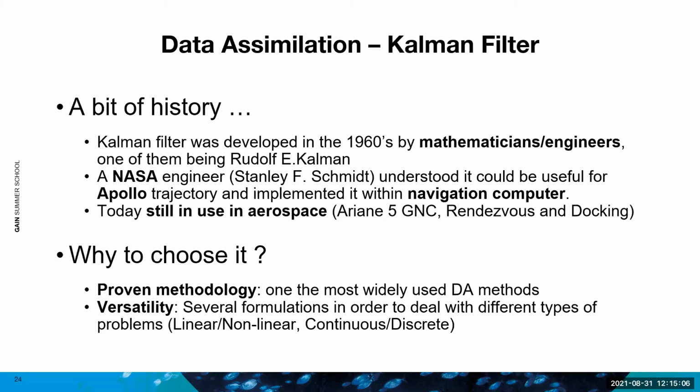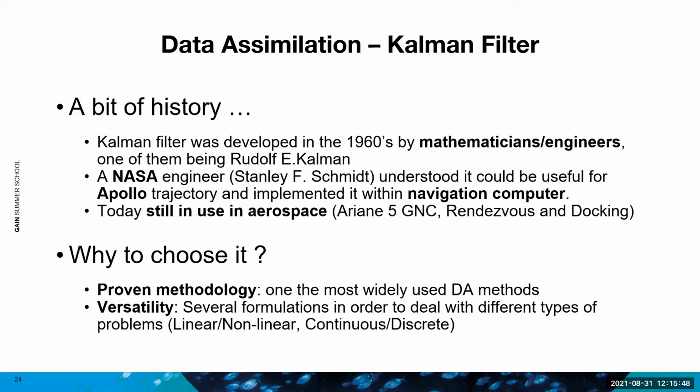We talk about a filter. It means an algorithm, and the first to understand that this filter can be useful for a concrete and important application was the NASA engineer Stanley Schmidt. He understood that it could be applied to the Apollo trajectory, because they had a trajectory problem, and he realized that the Kalman filter could be implemented within the navigation computer of Apollo, to better estimate the trajectory of the spacecraft while it's going on.